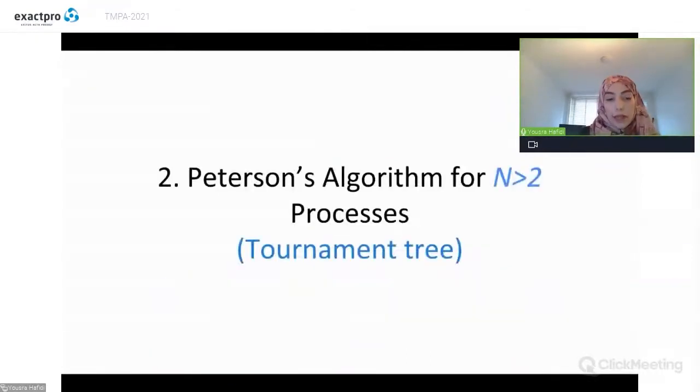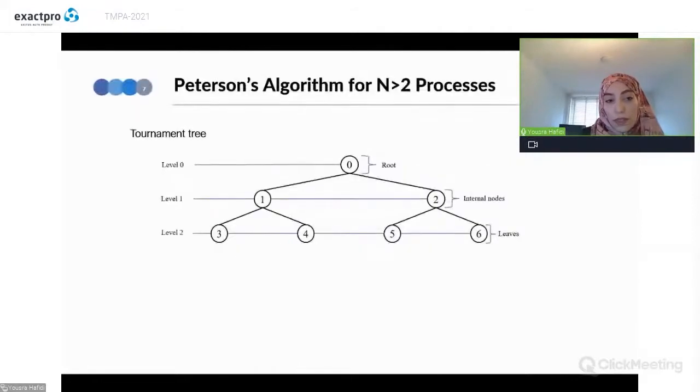Now I will explain the generalized version for more than two processes. And of course, we focus on the tournament tree version. In order to explain that, I will first explain what this tournament tree structure is. A tournament tree structure is a binary tree of at least one level. Here we have a tree of two levels, which depends on the number of processes. And the processes are actually candidates and they are attached to the leaves.